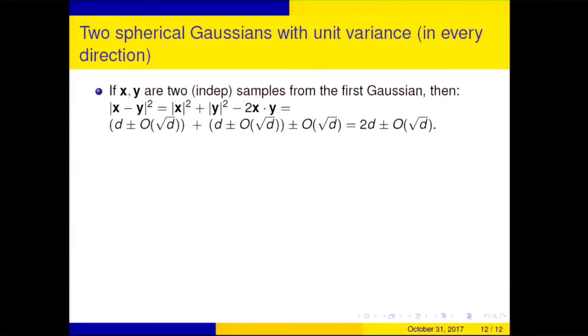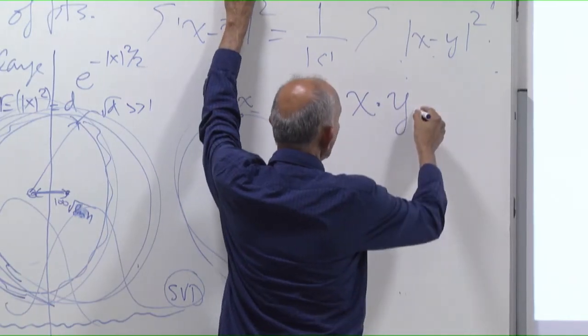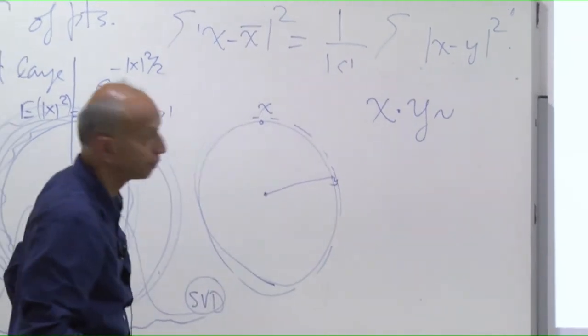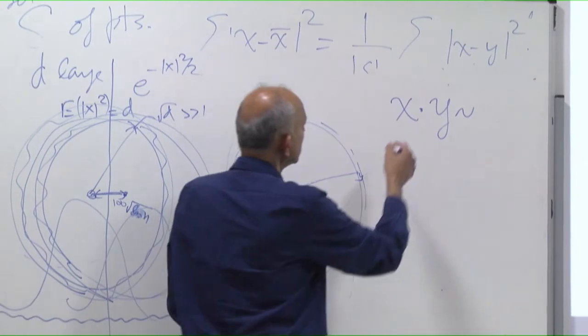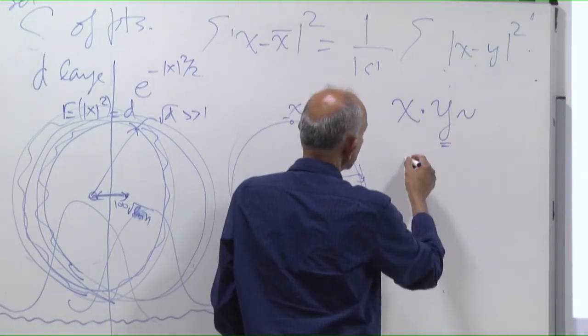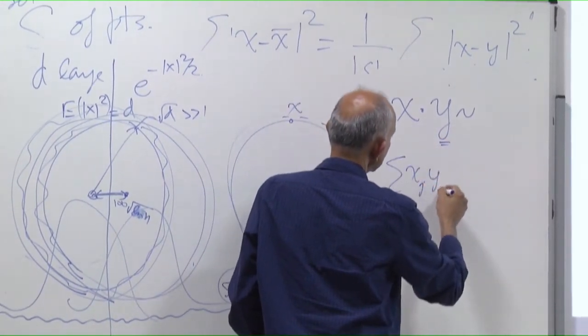Plus or minus order root d means it's at most order root d in absolute value, as add or subtract. 2x dot y is order root d. Now, why is that? x and y are independent samples from the same Gaussian 0, 1. So I want to know what x dot y looks like. What's the distribution of x dot y? I fix x, right? And then y is random. So this is the sum of xj yj.